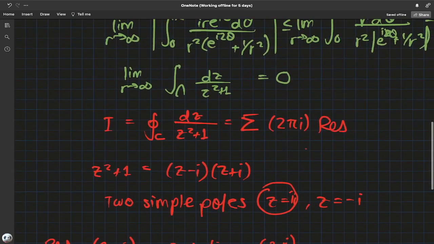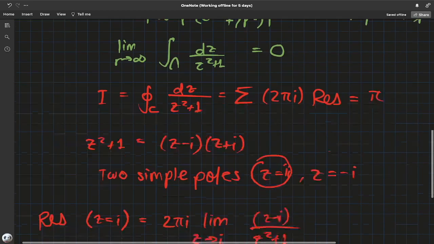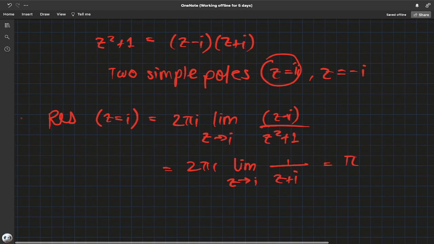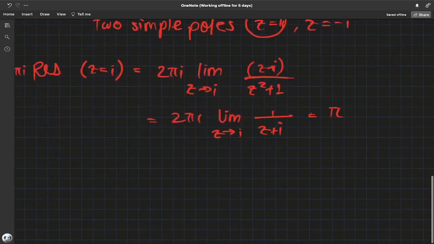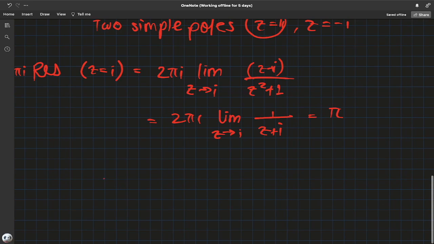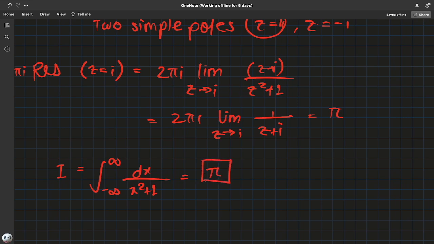So this entire thing is just pi. I just checked that. This was 2 pi i times the residue, not just the residue. So this is pi. And what does this mean? Well, it clearly means that our original integral to start with, the integral of dx over x squared plus 1, is pi, and I did this by complex analysis by using the residue theorem.